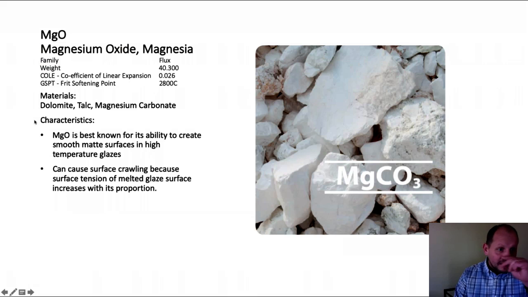Then there's magnesium. You will find magnesium in dolomite and talc. Talc actually has calcium and magnesium in it. And then magnesium carbonate. Magnesium is known for its ability to create smooth matte surfaces in high temperature glazes, usually ranging from cone 6 to cone 10 or above. In high amounts, molecularly, in the unity formula, it will cause crawling. It creates a lot of surface tension with the melted glaze, and so it will shrink a lot after it melts, which is why we use it in the crawl slip. Yay.